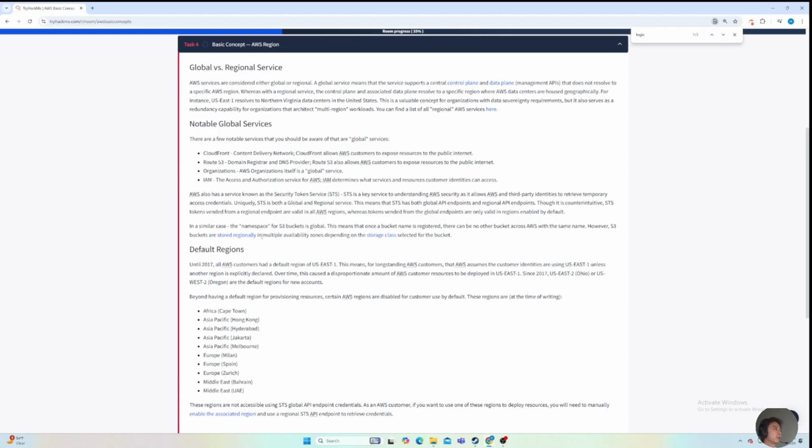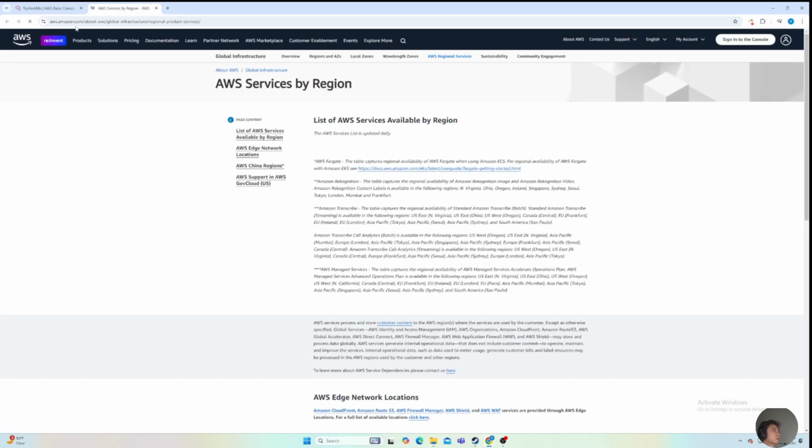For instance, US East 1 resolves to Northern Virginia data centers in the United States. This is a valuable concept for organizations with data sovereignty requirements, but it also serves as a redundancy capability for organizations that architect multi-region workloads. You can find a list of regional AWS services here in this link. It takes you to this URL right here.